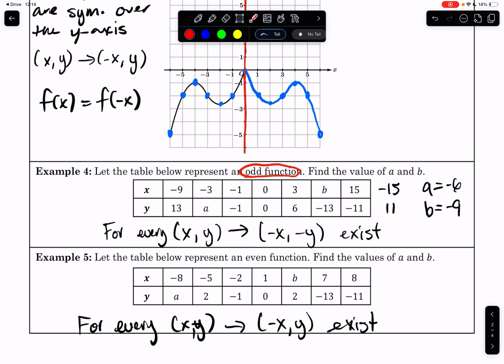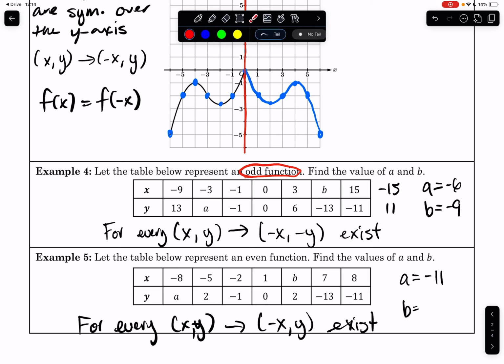So if we look at the table here, we're looking for the value of a. What is a going to equal? Well, according to the table, the a value is the y value when x is equal to negative 8. So that means at positive 8, which is right here, the y value is negative 8. Those two numbers would have to be the same. So a would have to be negative 11.